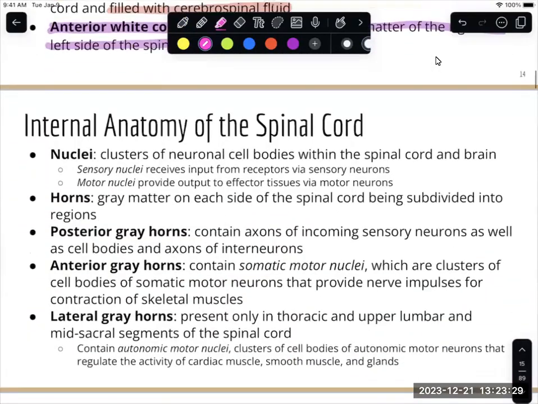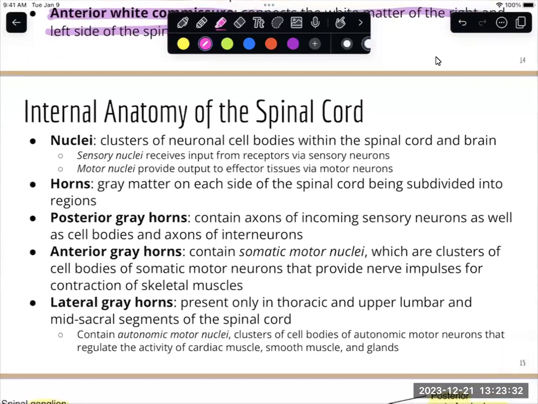So within this spinal cord, when we get closer up to the actual brain, the brain stem, we mentioned nuclei yesterday. It is a collection of cell bodies within the central nervous system. So they will be found in the spinal cord and the brain. So we have sensory, and then we also have motor. Sensory receives input, motor gives us that output.